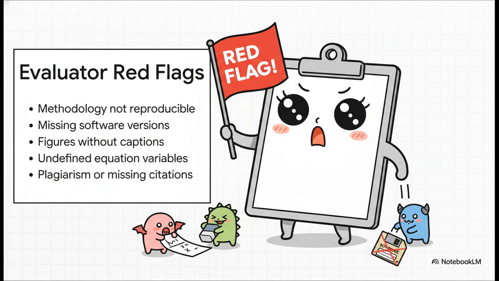Leaving out software versions, dropping random figures into the text without proper captions, or writing out this beautifully complex math equation but totally failing to define the variables directly below it? Those will cost you your grade in a heartbeat. And of course, double-check that your citations, whether they are IEEE or APA format, are completely flawless so you avoid even a hint of plagiarism.